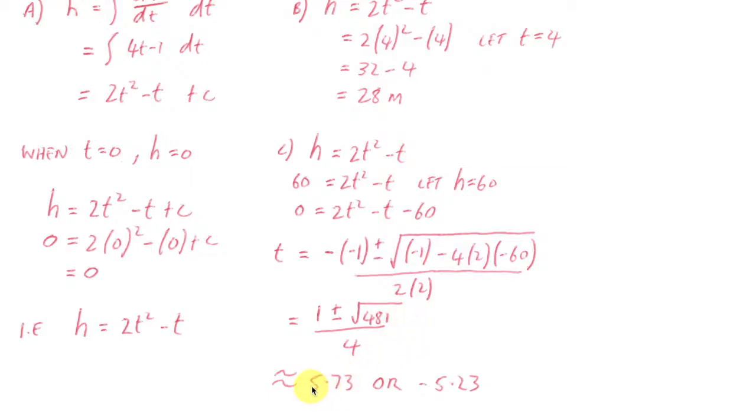So approximately equal to 5.73 or negative 5.23. And of course, we dismiss the negative version. We accept only the positive version because we can't go backwards in time. So again, with these kind of application questions, you need to think about, do the answers I get, are they appropriate? Are they feasible? Are they realistic? And obviously that's silly, so you dismiss it.